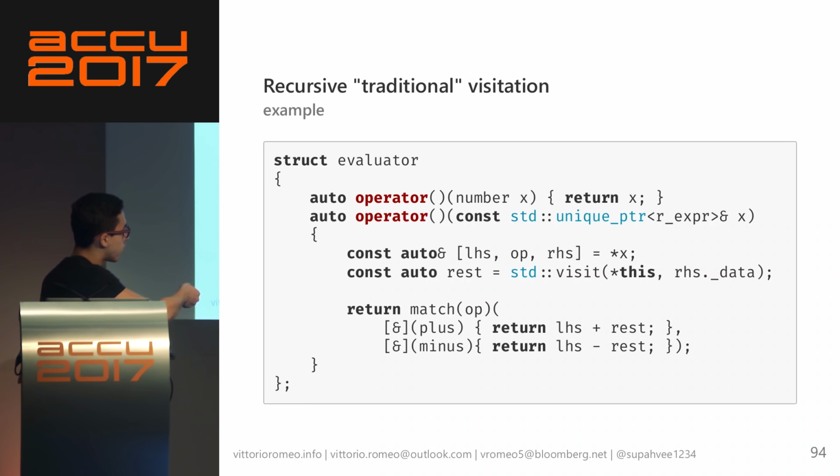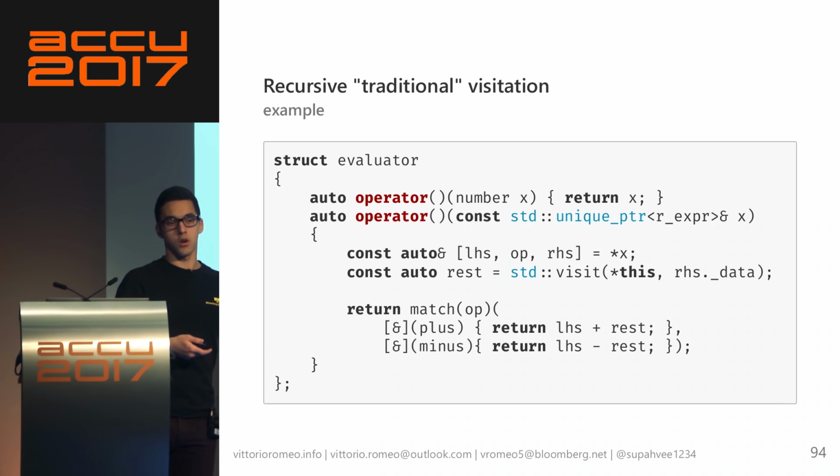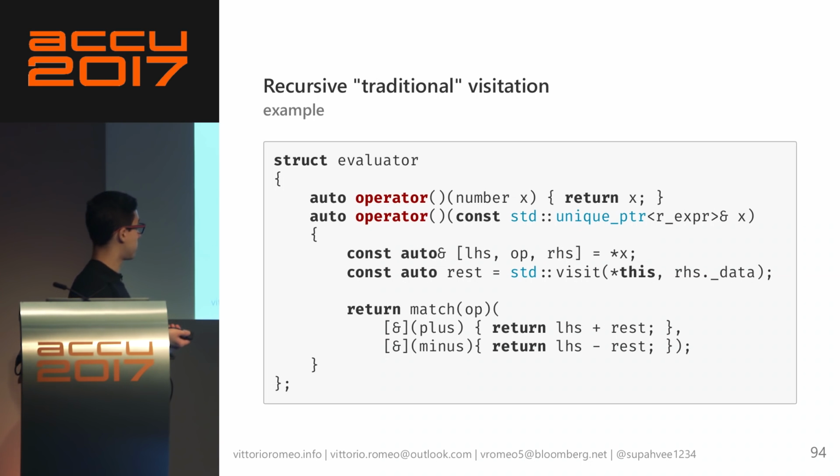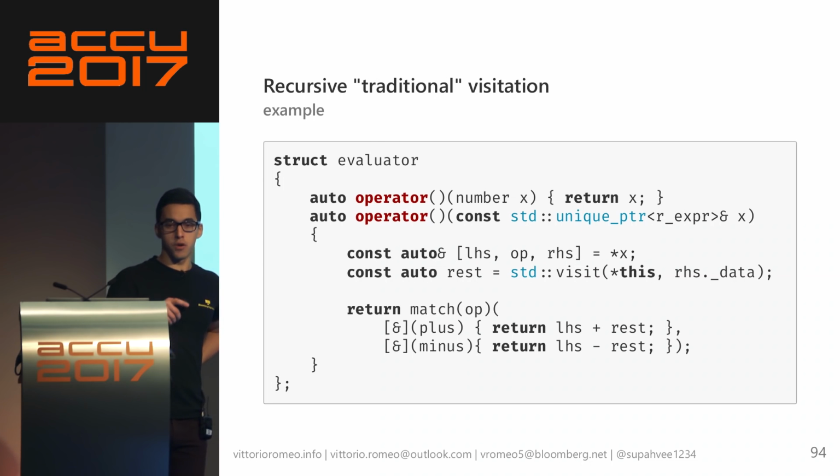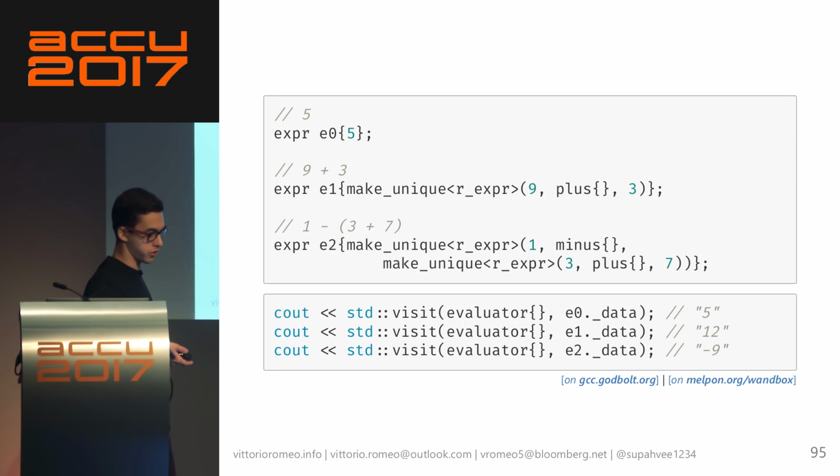And the visitor will be *this, because we want to recurse on ourselves. We want to visit the recursive part of the variant with ourselves, because we are the current visitor. And then I'm going to use match that we implemented before on the operation to either return the sum of the number plus the recursively visited number, or the subtraction of those two values. So this is not that bad. I mean, there is not much boilerplate, but for the sake of experimentation, we want to make this with lambdas as well. Before doing that, let's see some example usage.